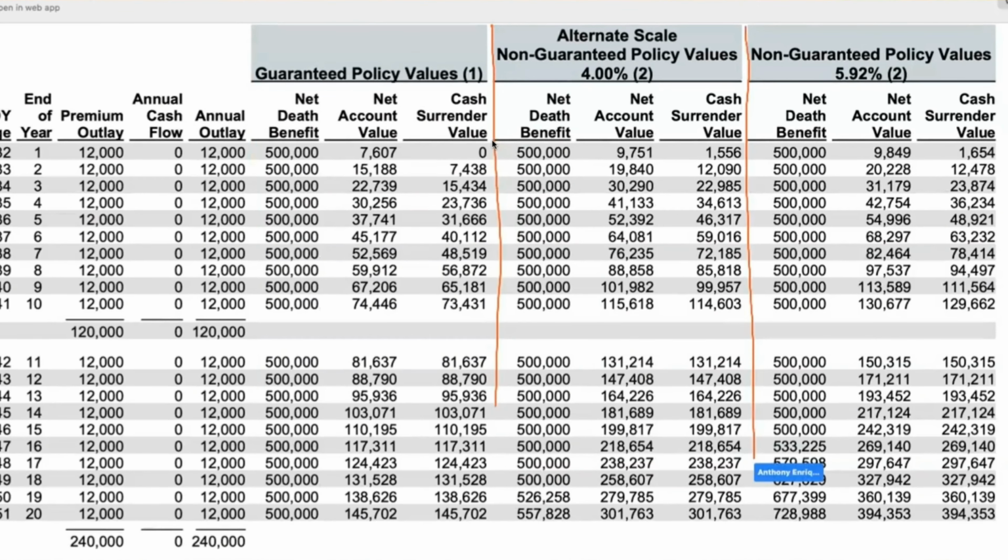Our non-guaranteed policy values assume a 4% return for the lifetime of the policy, which the policy actually does allow you to select as a guaranteed fixed strategy. And it's currently at that 4% that you see there on screen. And that right column is going to show your actual stock market returns, assuming a 5.92% return for the lifetime of this policy. You can see here that by putting in $12,000 for the year, the death benefit is going to be $500,000.